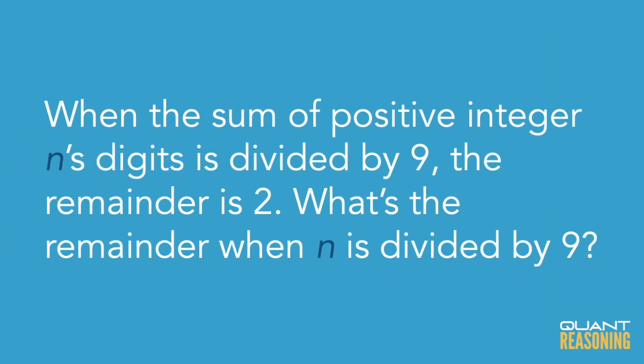Well, try this question that I borrowed from an actual GMAT question. You can pause the video here and try this on your own. Well, as we've seen, we know that if the remainder is 2 when you divide the sum of the digits by 9, the remainder will still be 2 when you divide the actual number by 9.